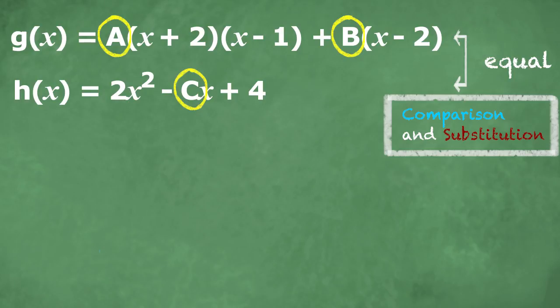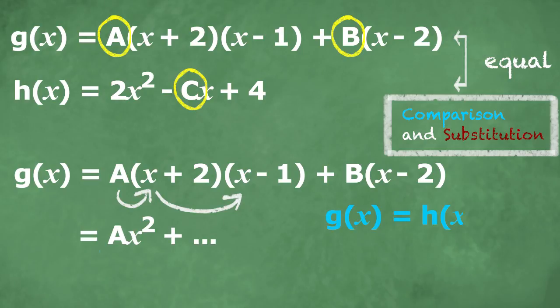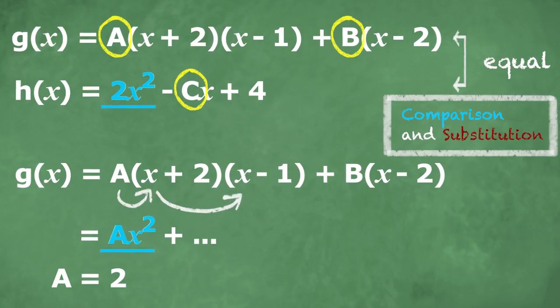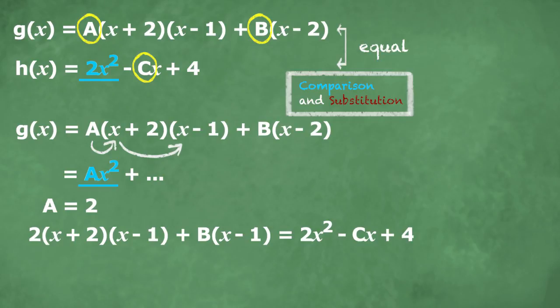So let's look closely at g of x. Without expanding g of x, we can see that the coefficient of x squared in g of x is a. Since the polynomials are equal, the coefficients of the terms must be equal. Now, compare with the coefficient of x squared in h of x. What is the value of a? Yes, a equals 2. Since g of x equals h of x, we can equate them.